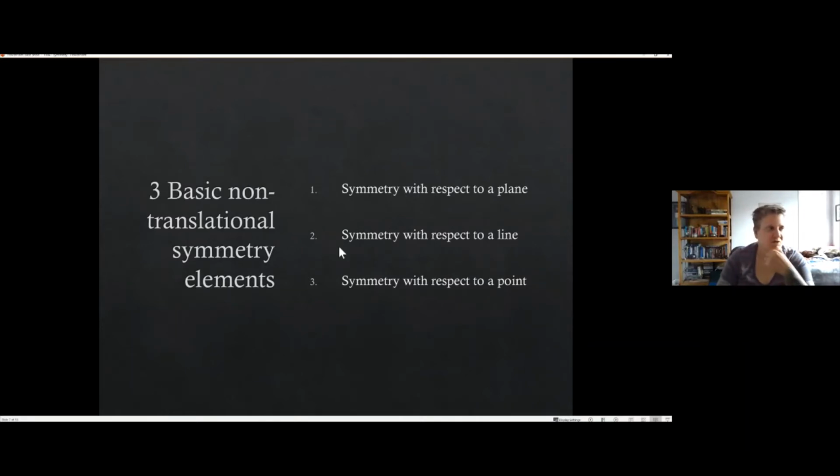So we have three different ways you can relate one object to another without doing a translation. You can have symmetry with respect to a plane. If you think of a 2D plane, you can have symmetry with respect to a line, so basically an axis, or you can have symmetry with respect to a point. So it's just thinking of one point and something's going to happen through that point.